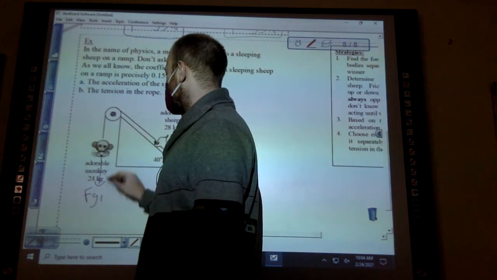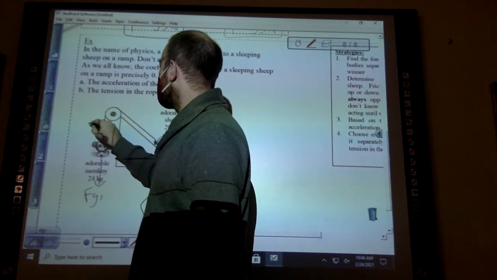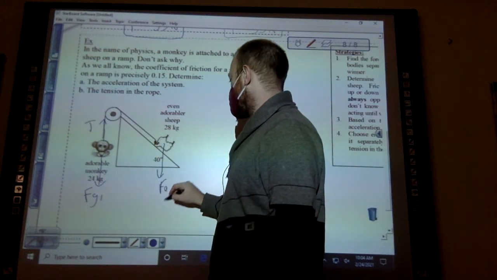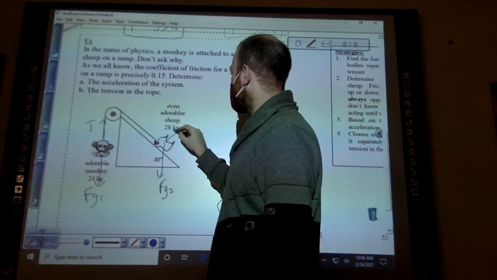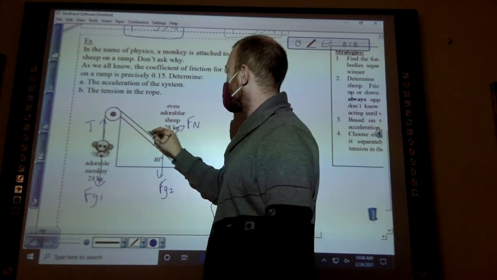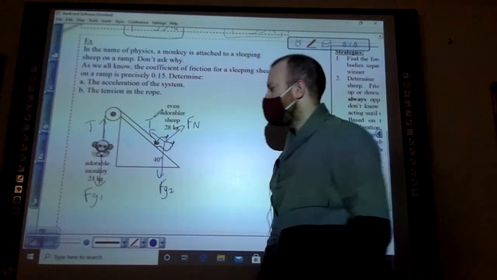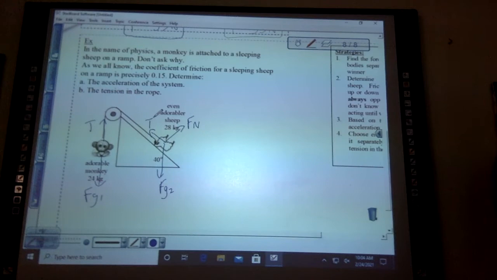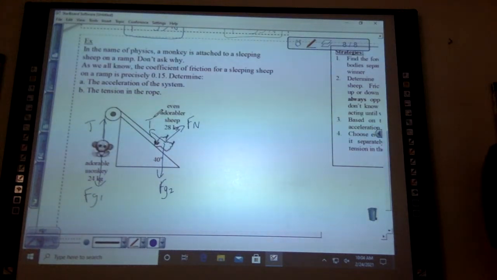So let's call this FG1, tension, FG2, force normal. We've got tension this way. What direction do you think friction is? The same direction as tension? Do you think up the plane or down the plane? Against tension. So opposite.